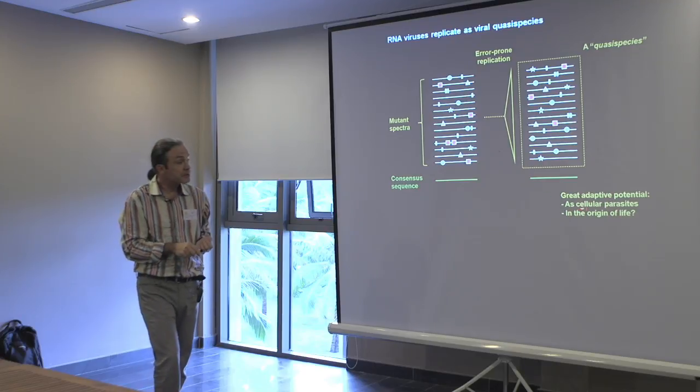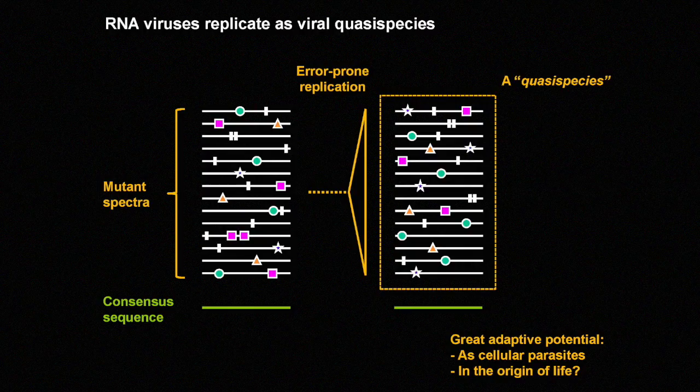So this is very important because they give viruses a great adaptive potential as cellular parasites. If you are infected by HIV and your doctor recommends a combination of drugs, the virus will evolve quickly to be resistant to those drugs. So this is a very clever population structure for an RNA virus.